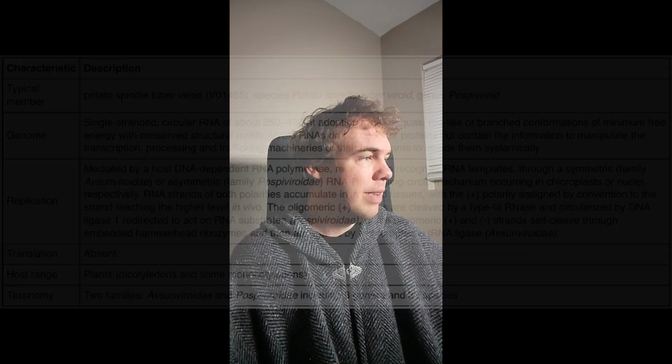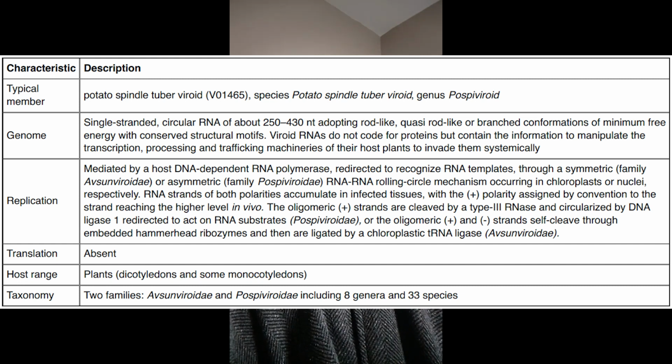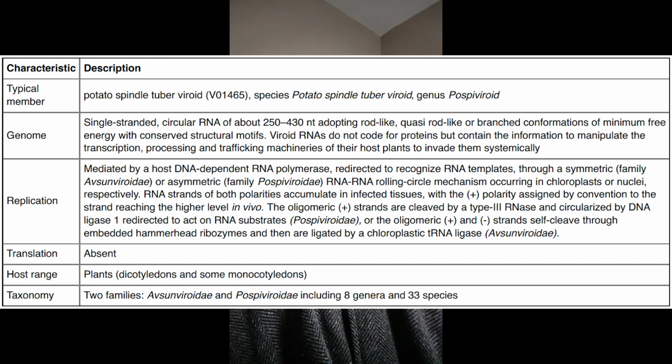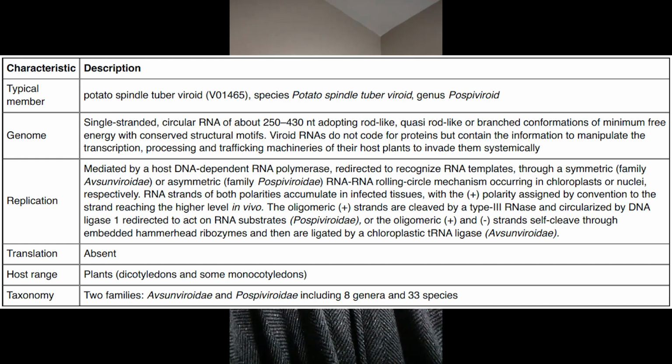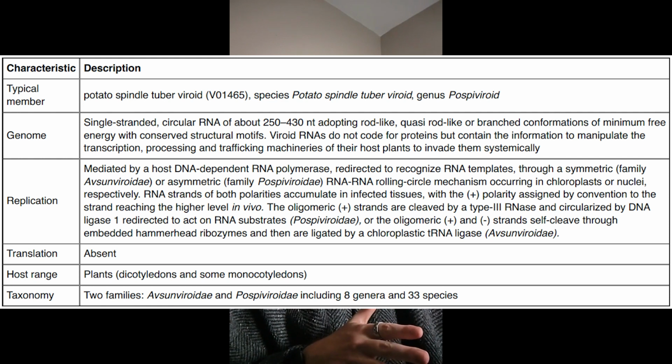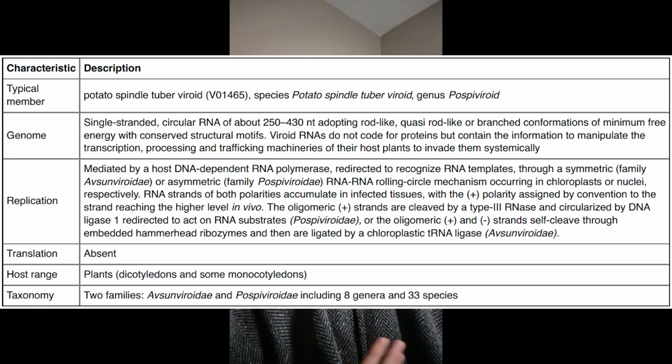Unlike the genomes of the majority of viruses, viroid genomes are not protected by a protein capsid, like I was saying earlier. Now they have an example here, potato spindle tuber viroid, which is a member of the Pospiviroidae. So it's in the Pospiviroid genus, right? So that's a typical member. They articulate the genome here: single-stranded, circular RNA, about 250 to 430 nucleotides, adopting a rod-like, quasi-rod-like, or branched conformation of minimum free energy with conserved structural motifs. So that's all a bunch of technical jargon to a lot of people.